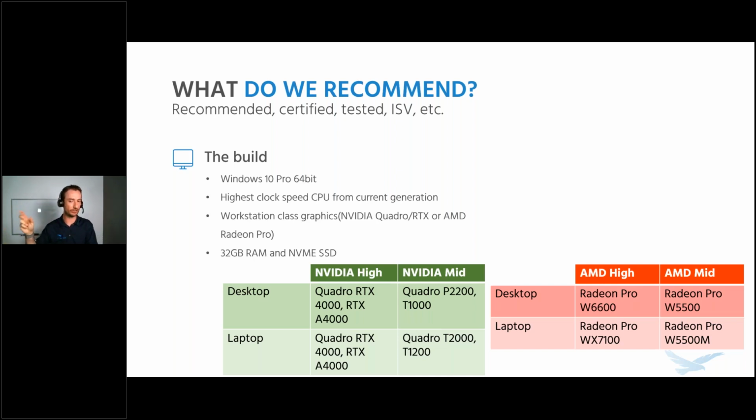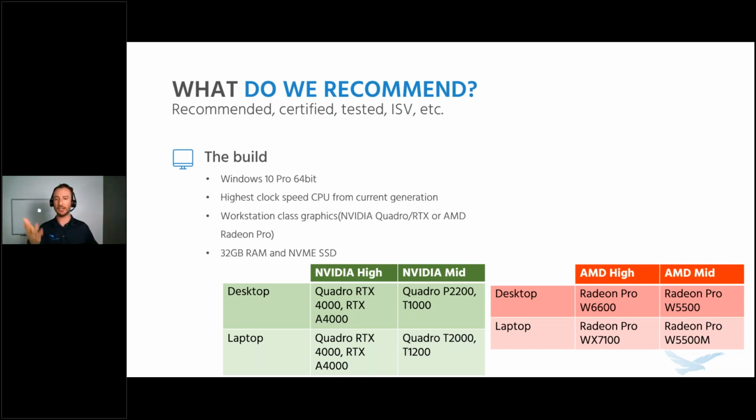It's just a successor. They've just had a slight name change. And then for the laptops, they're the same models. For the mid-range, you've got the Quadro P2200s and T1000s, and the Quadro T2000s and T1200s for the laptops. I think on most of the machines we're buying now for the laptops, we're buying the T2000 and T1200s.